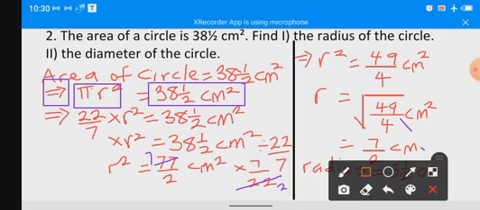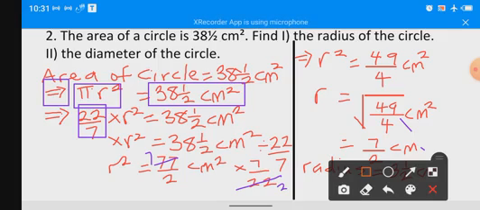Now after writing that, the next thing we do is substitute. What is pi? Instead of writing pi, we'll substitute it with 22/7. Now what is radius? We don't know. That is what we are looking for. So 22/7 times r squared is equal to 38.5 centimeters squared. Learn to do things step by step, one step at a time.